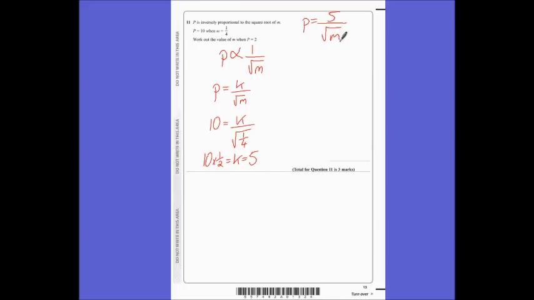We are told that when P equals 2, we've got to work out M. So we put that P equals 2 is equal to 5 over the square root of M. To rearrange this, we're going to take the M up here and the 2 back down here. So we have the square root of M is equal to 5 over 2. And then to square that, so 5 over 2 is the same as 2.5. And to find out M, we need to square that, so 2.5 squared would be 6.25.